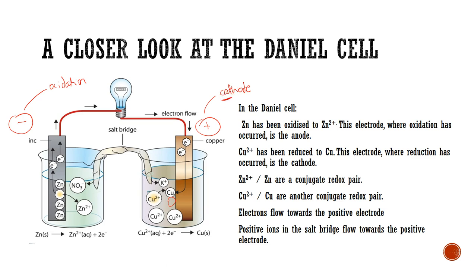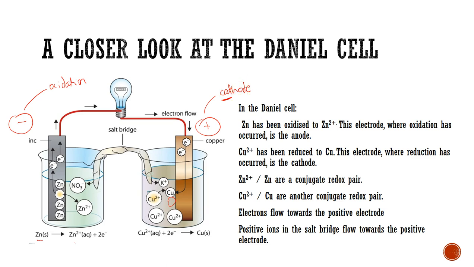Okay, remembering that cations are positive. Okay, so we've got the cat and the cathode. Okay, so we have the redox pair of zinc and Zn2+, and then the other redox pair, copper 2+ and copper solid in our cell. So the electrons will always flow towards the cathode, which is the positive electrode.